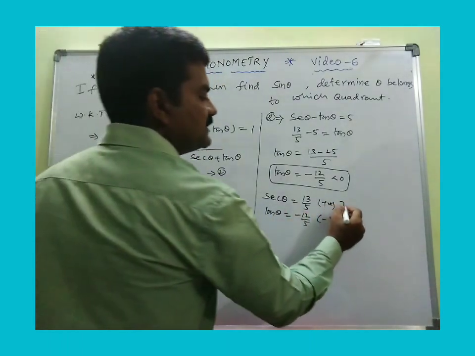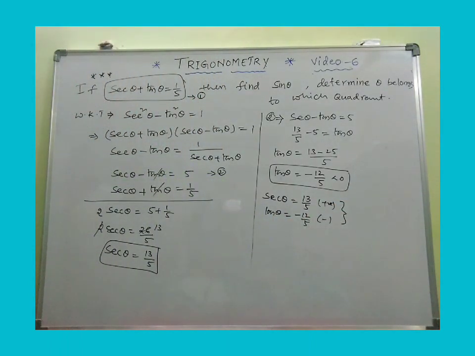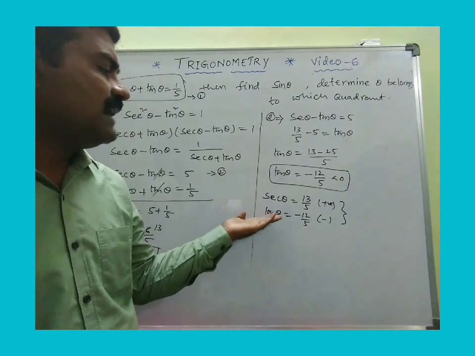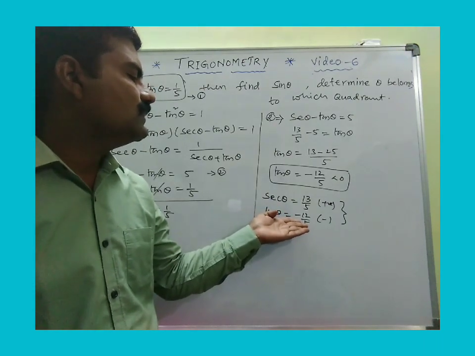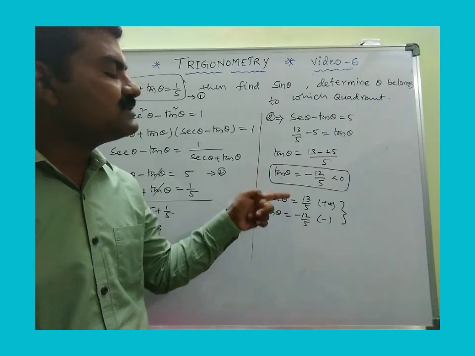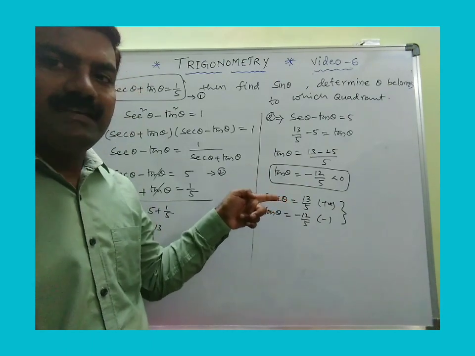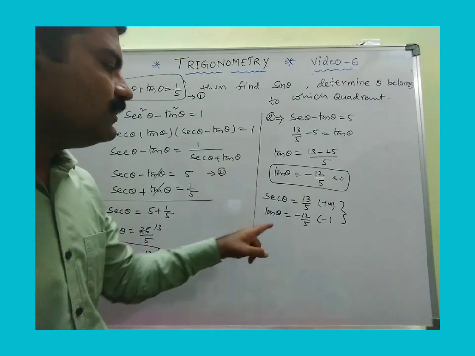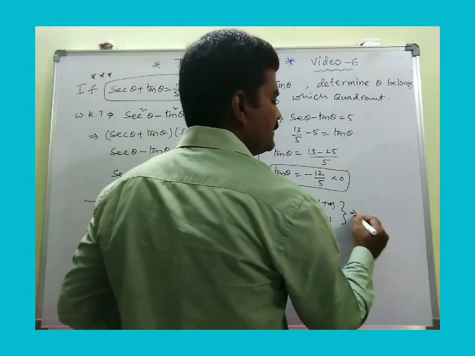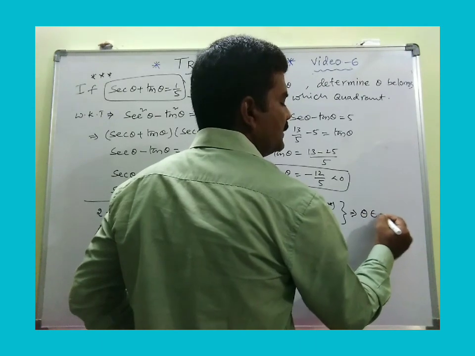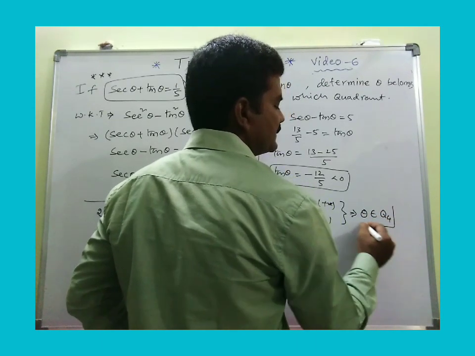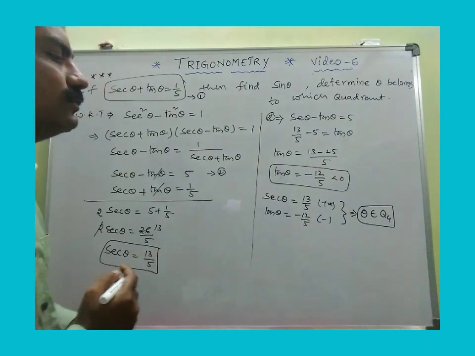Can you guess in which quadrant these two are possible? Clearly secant is positive in the first quadrant. But in the first quadrant, of course, all are positive, so tan must be positive. But here tan is negative. Then where is secant positive other than the first quadrant? Yes, the fourth quadrant. In the fourth quadrant, tan is again negative. That implies that theta belongs to the fourth quadrant.